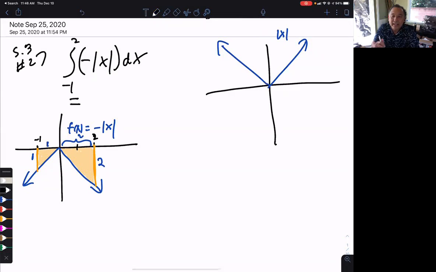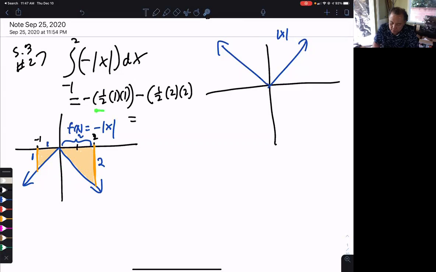So this integral will be the area of the first section, but it's negative because it's below the x-axis. And the area of a triangle is 1/2 base times height. And then, since this is below the x-axis also, I'm going to subtract again. And the area of that triangle is 1/2 base times height.